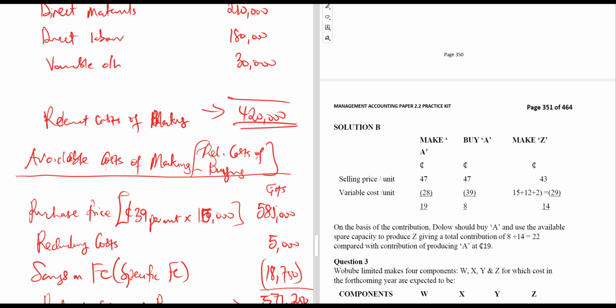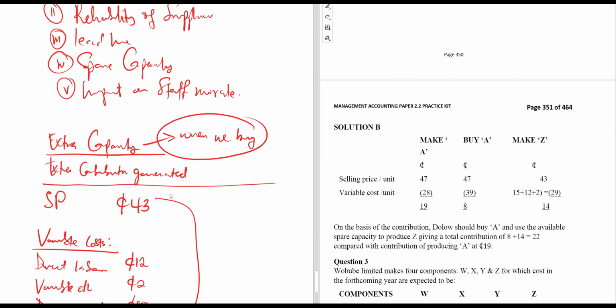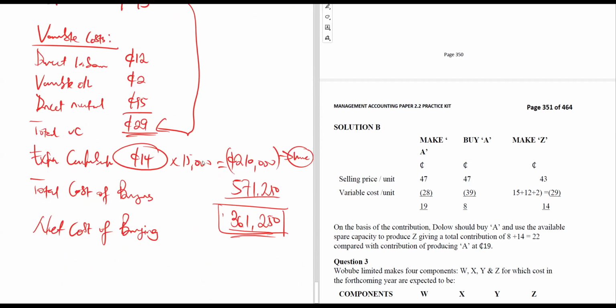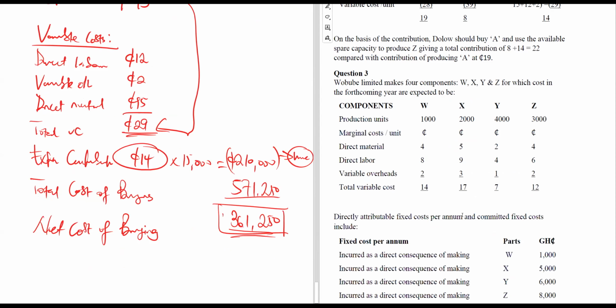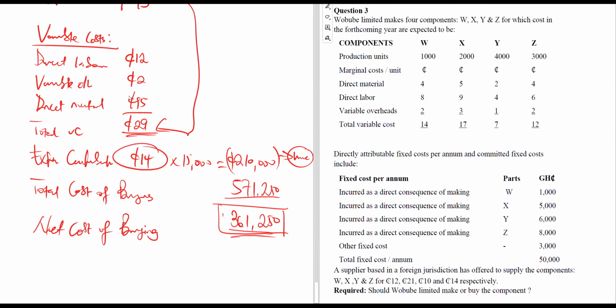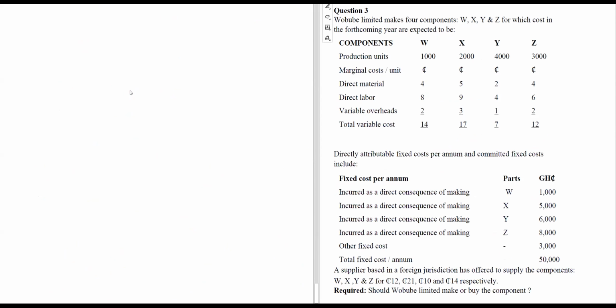But you realize that I got this extra contribution without working all this, right? Which we did here. That was the 14 we had per unit by the 15, which reduced our total cost of buying. So we had a net cost of buying, and comparing it to making, it was still cheaper. So it means that we should rather buy than make. Makes sense. Yes, sir. So let's try another question again.